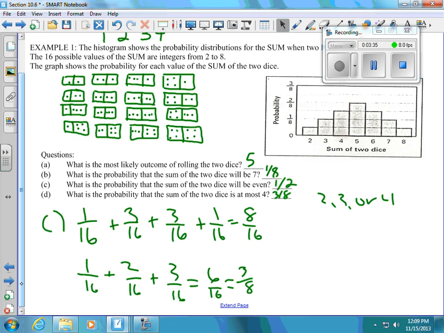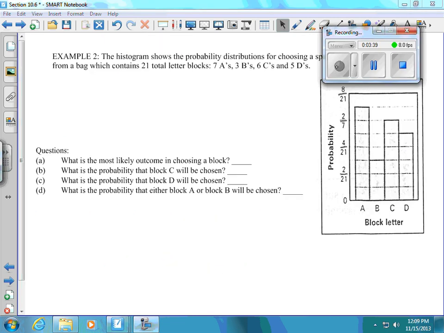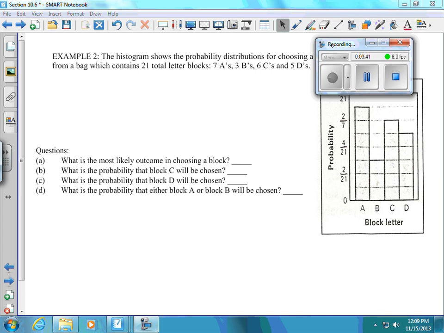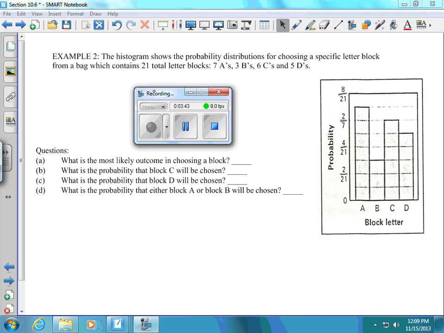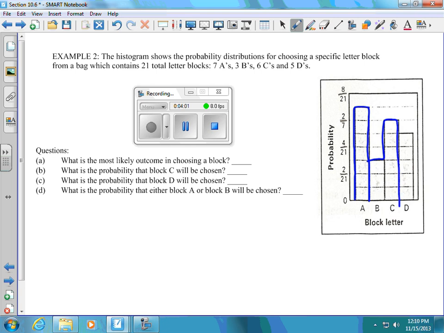Okay, so that's using the graph. We'll use actually drawing out the outcomes to do some probabilities. So let's look at this example. The histogram shows probability distributions for choosing a specific letter block from a bag which contains 21 total letter blocks, 7 A's, 3 B's, 6 C's, and 5 D's. So I'm going to trace over this histogram here just so we can see the bars, because it might be kind of hard to see the way it copied on the screen in black and white.